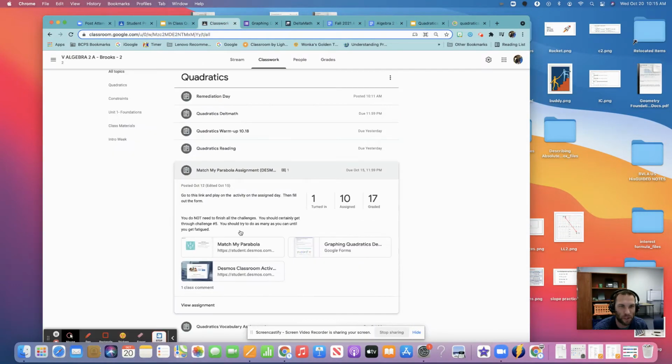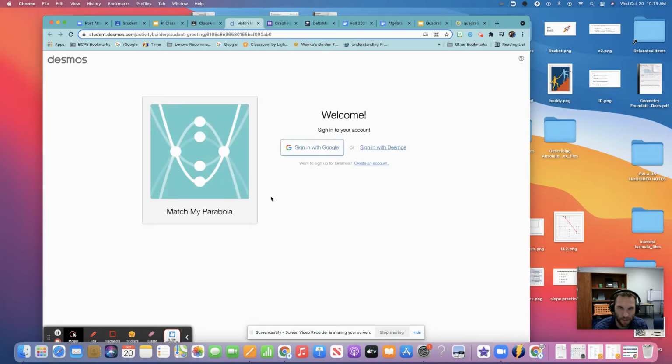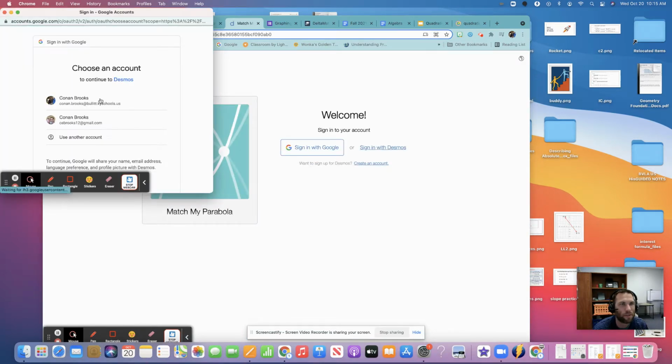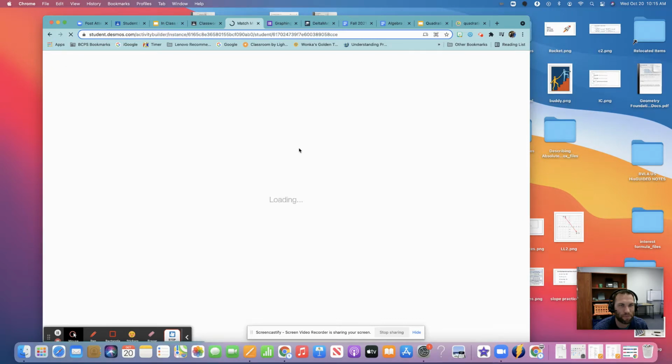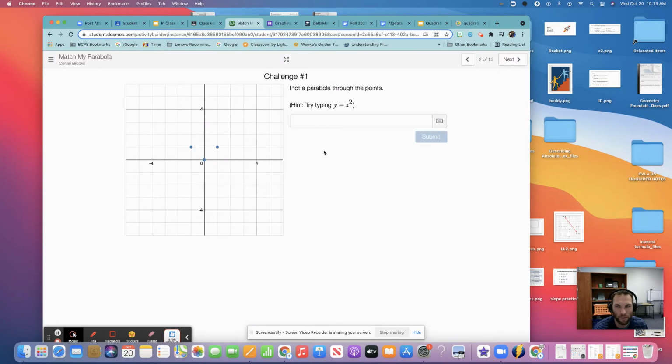I'm going to talk about this graphing quadratics Desmos assignment. You're supposed to go to Desmos and play the Match My Parabola game, and I covered this in class, so there's a separate one. And I clicked on this link. When you go through this, you're basically learning to correlate the shape of the parabola with vertex form and also factored form.